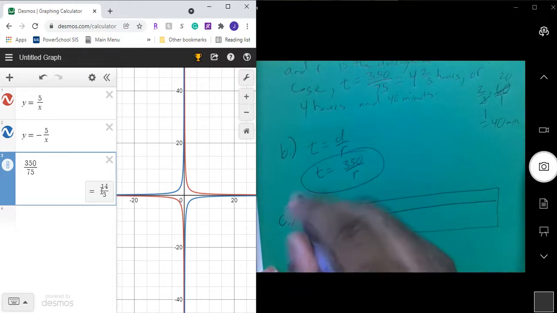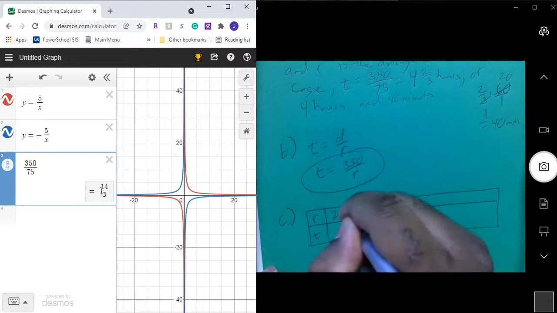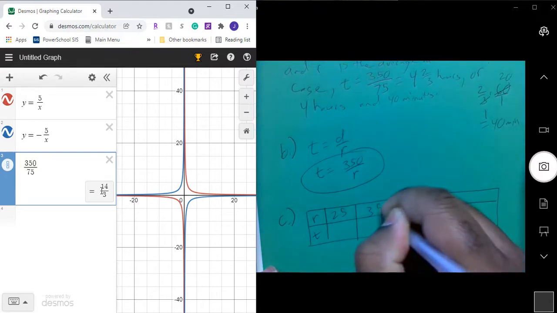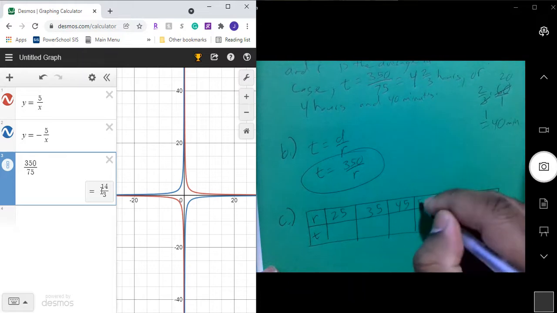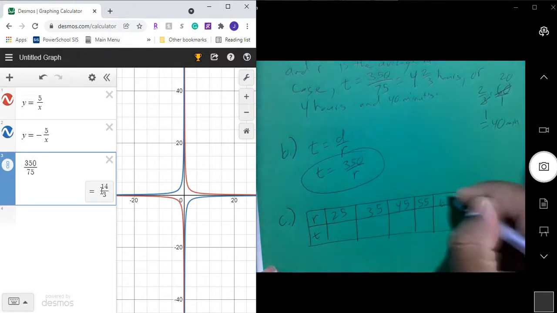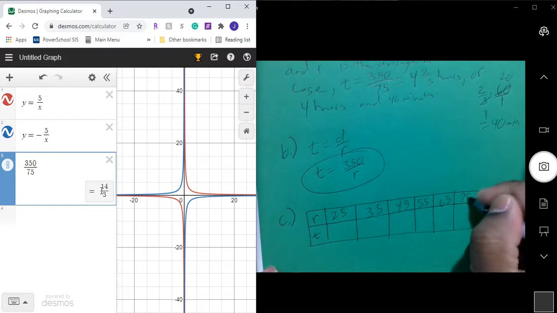I'm going to abbreviate the table and put R and T here. So we had 25, 35, 45, 55, 65, 75, and then finally 85. Okay, so now it says complete the following table for the equation you determined in part B.